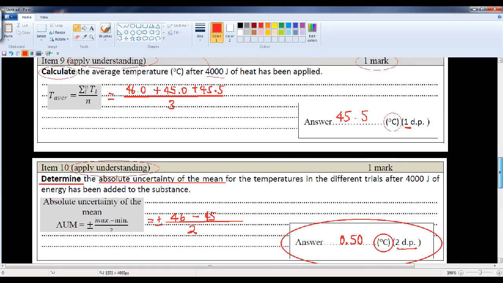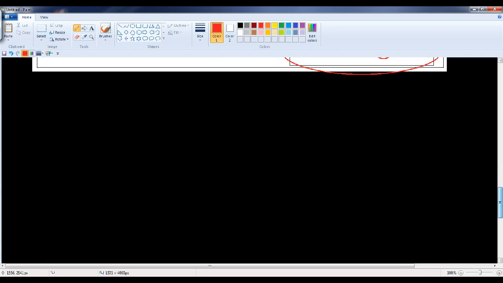So the first two questions are actually not that difficult, because all you need to do is apply the formula given by the test. So how about the next one?